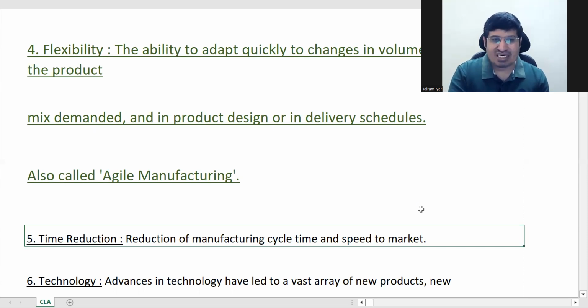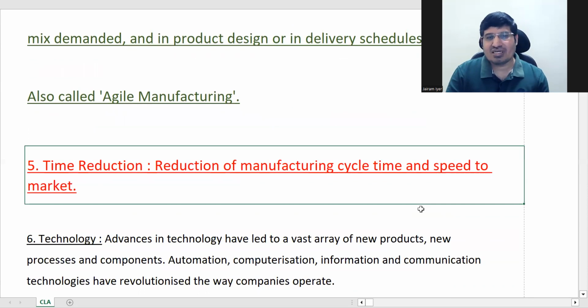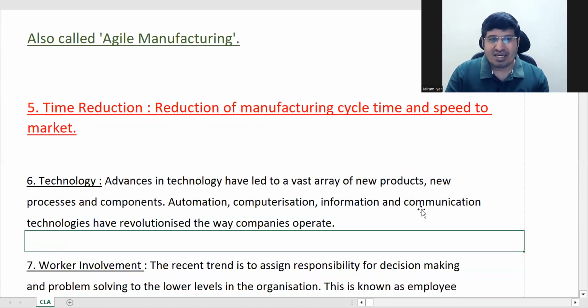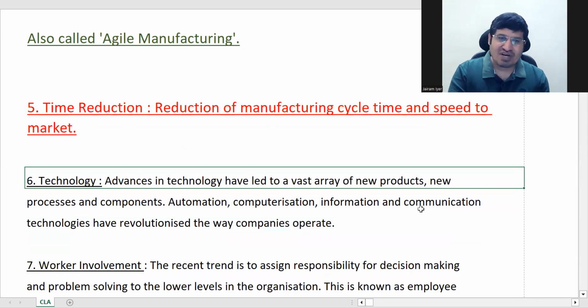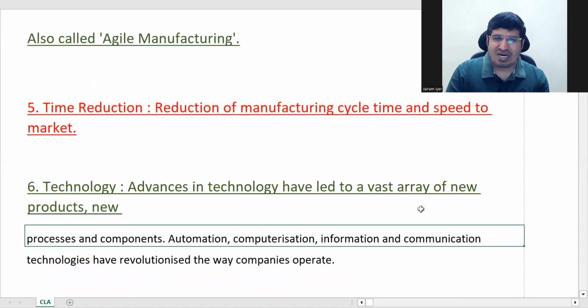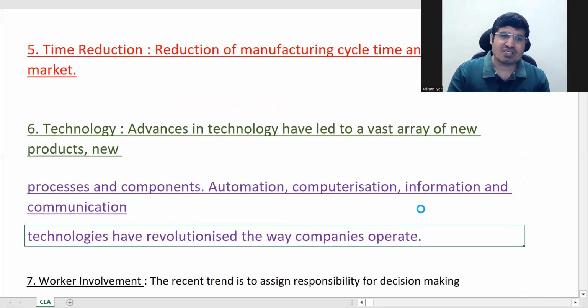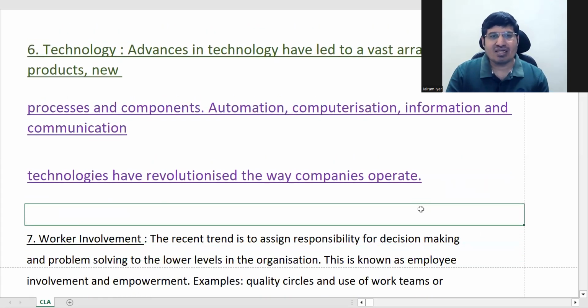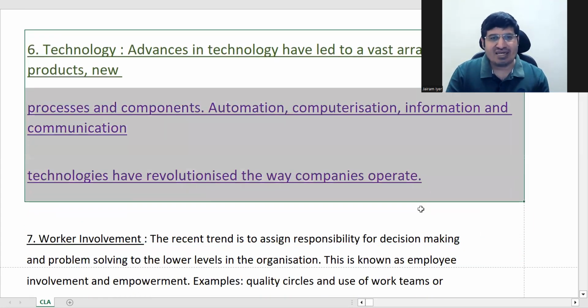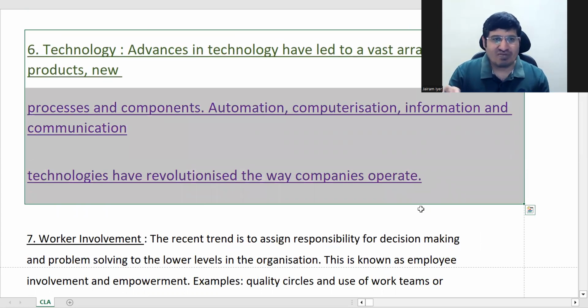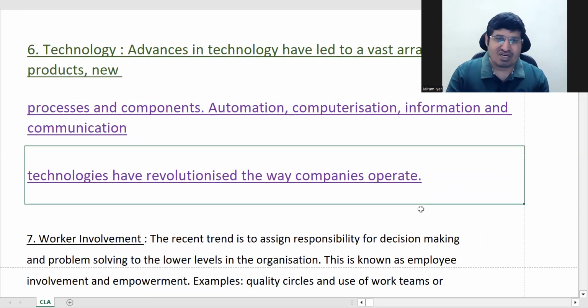The next is time reduction. This is also one of the features. Speed to market. Your everything is good, but the other person's speed to market is more than yours, you are gone. The example of food in station, which I gave you, right? Then technology. Now because of technology, internet and all, it has changed the way in which companies operate. This is a recent trend, technology. If you know the word technology, you can write these things. You don't have to learn the internal things. Just read once what it is.